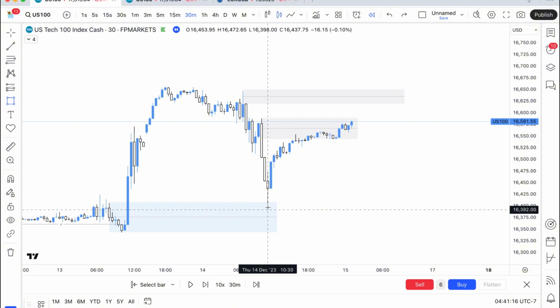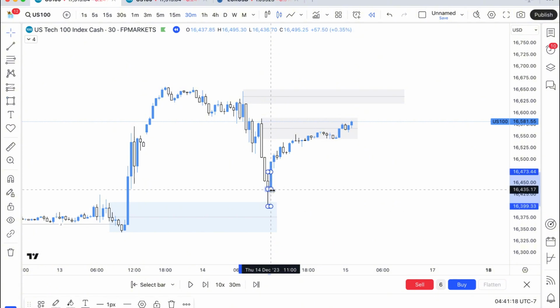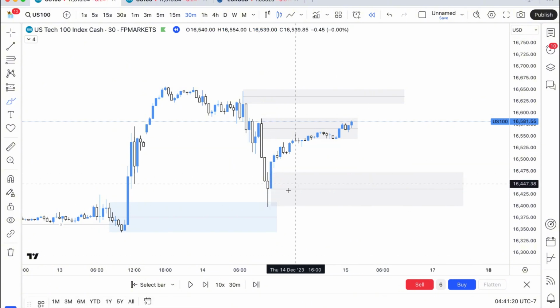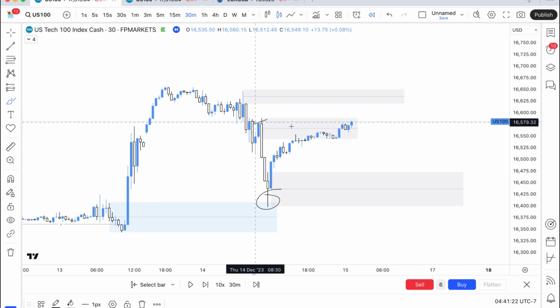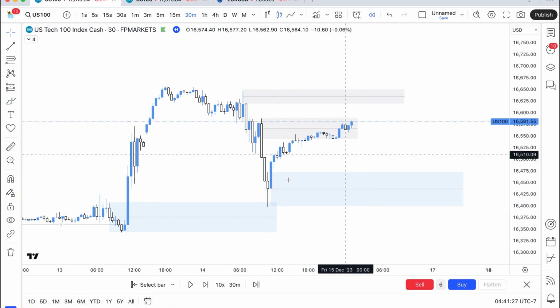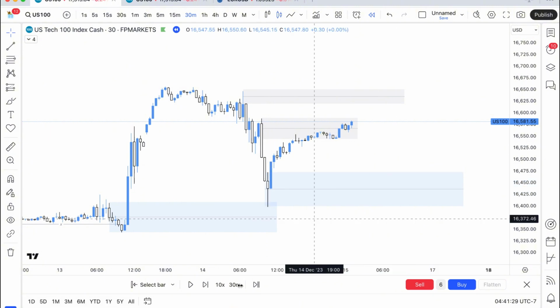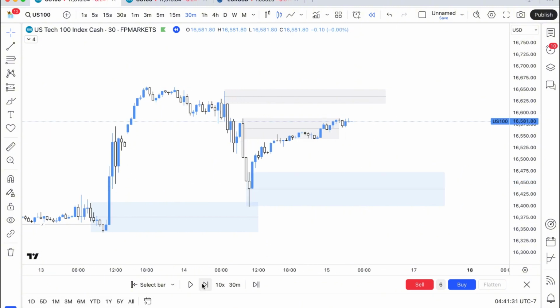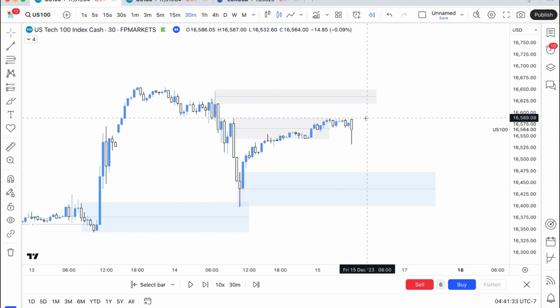I do expect, and I would love for prices to get back to here if this low breaks the internal high, right? So that's what I would love to see. But anything can happen. Let's see what happens. Okay, so we haven't even swept the high yet.